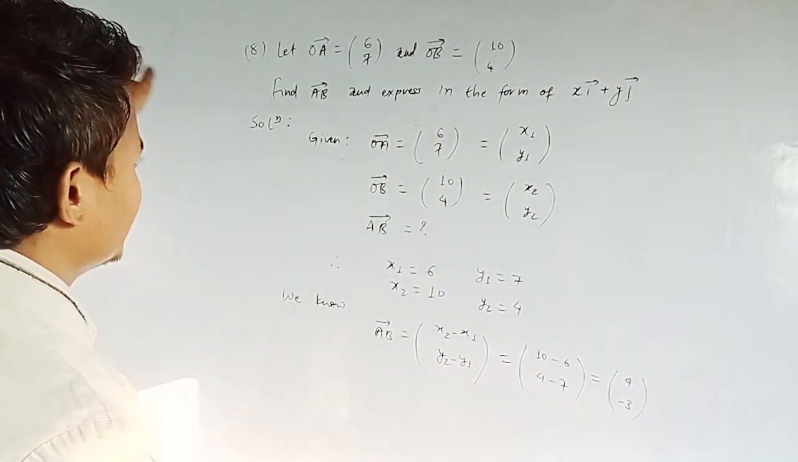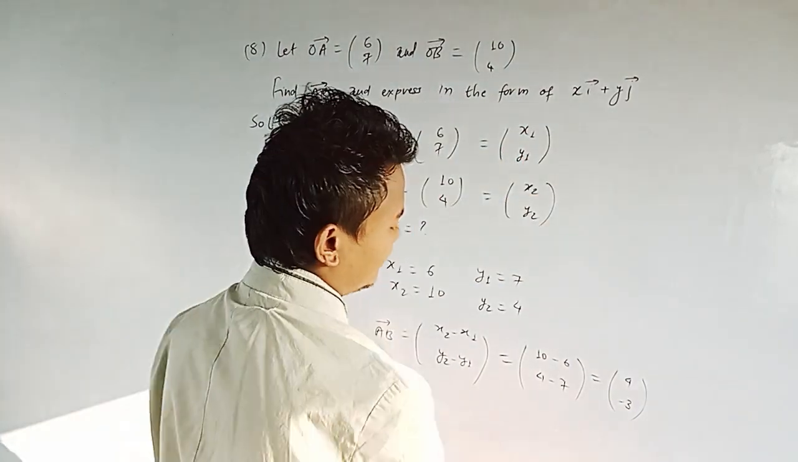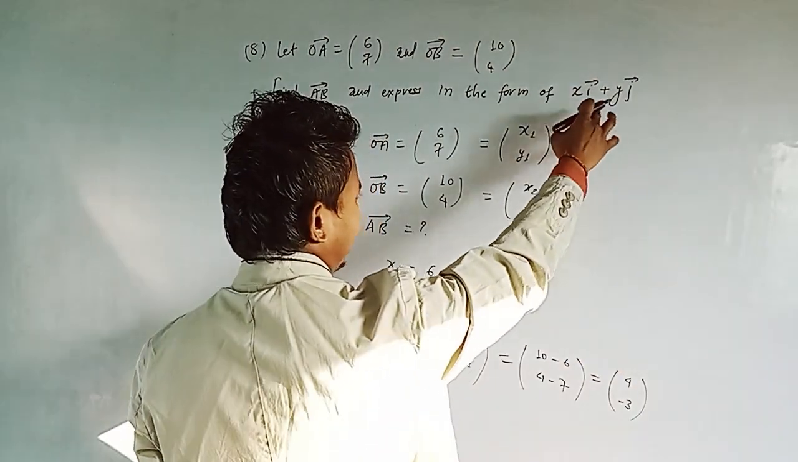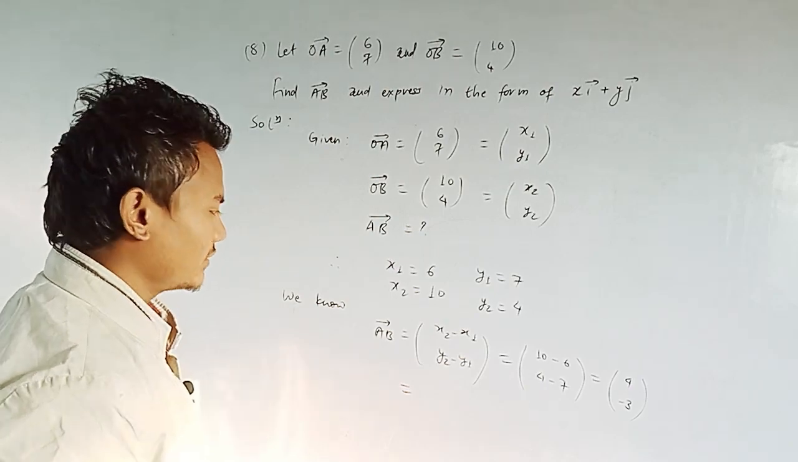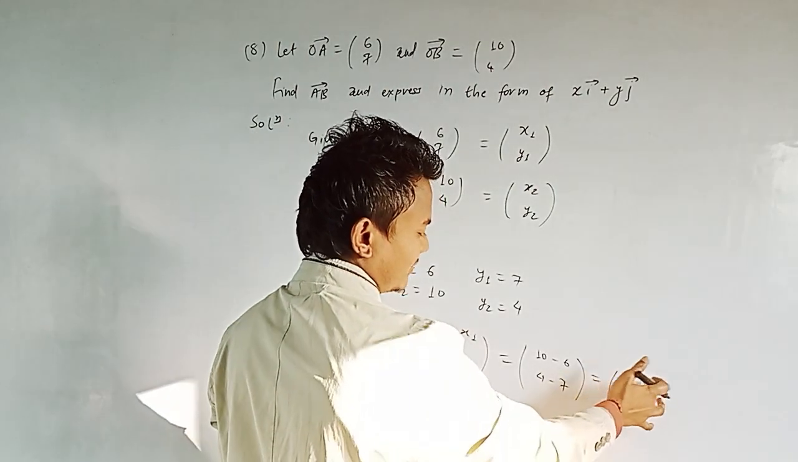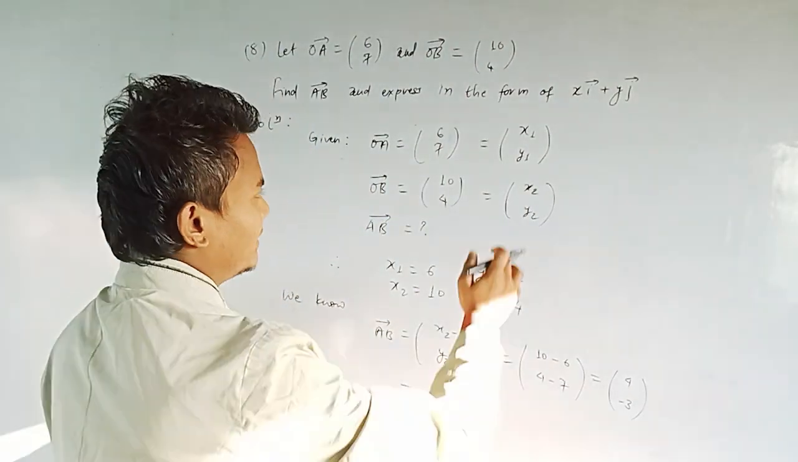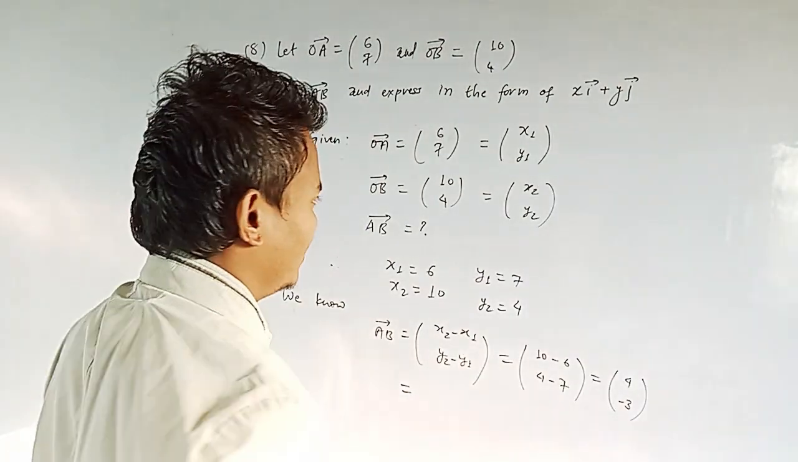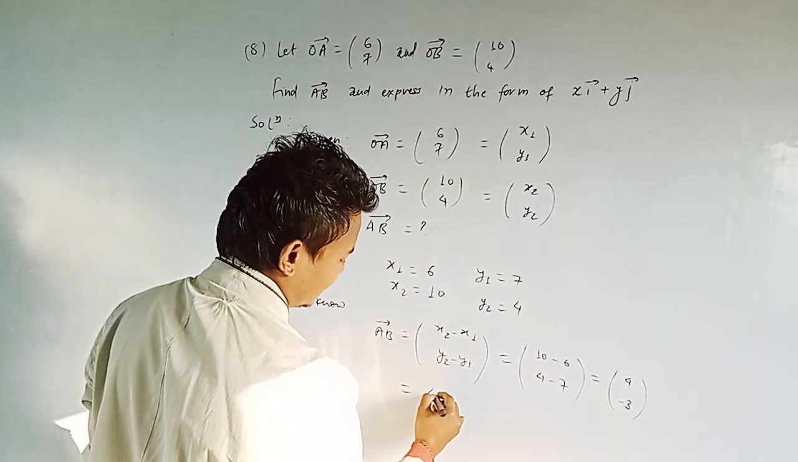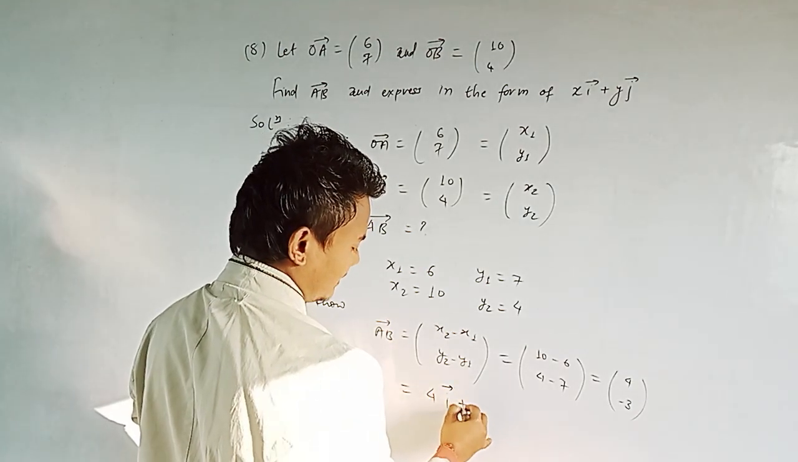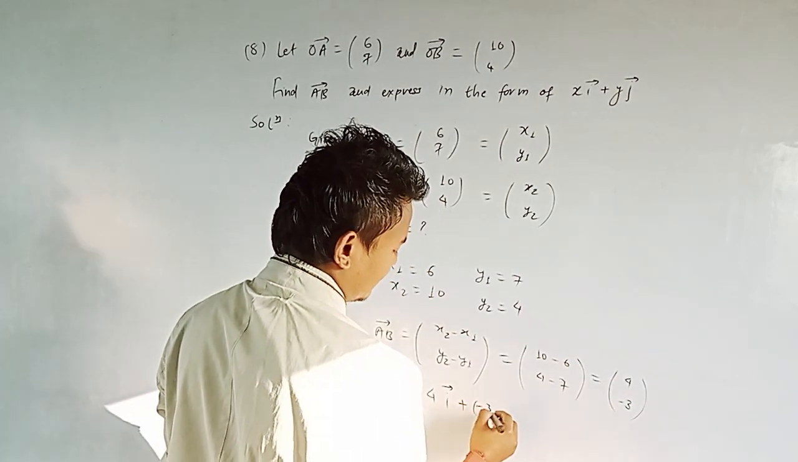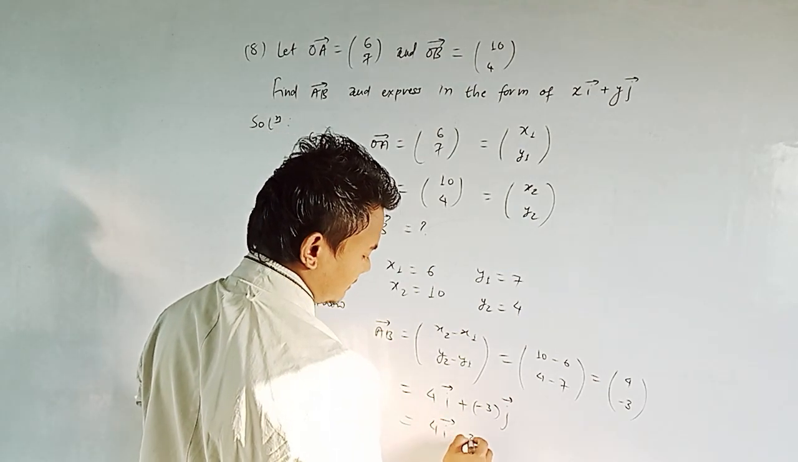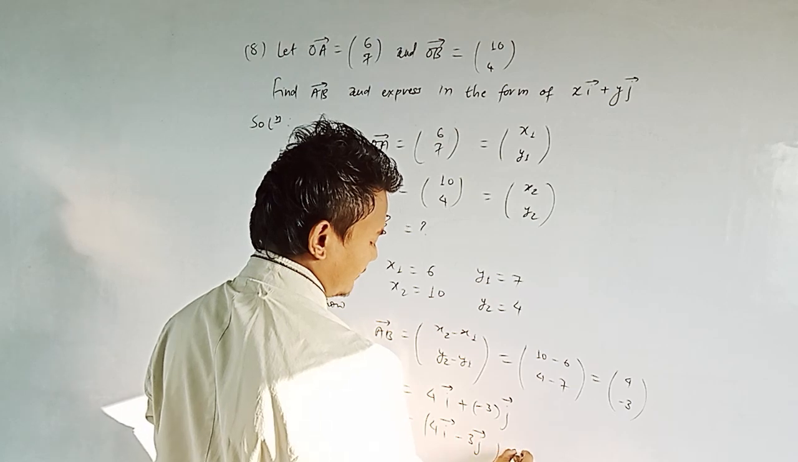But the question again says to express it in the form of xi plus yj. This is in the form of a column vector, but we have to express this column vector in the form xi plus yj. As I already told you, the first term is called the x coordinate and the second term is called the y coordinate. So i and j simply mean the x coordinate and y coordinate. It is just a different form of representation. So we can write the x coordinate 4 with i, and the y term minus 3 with j. So its value equals 4i minus 3j, which is the required vector AB.